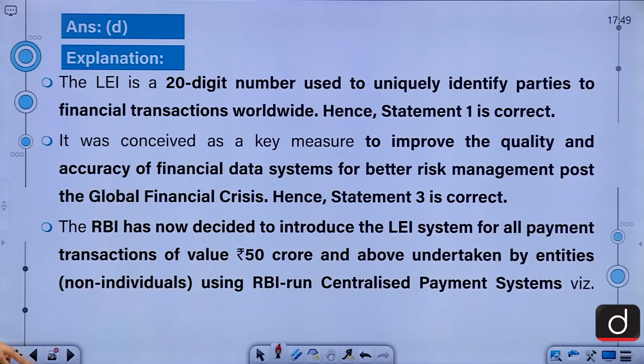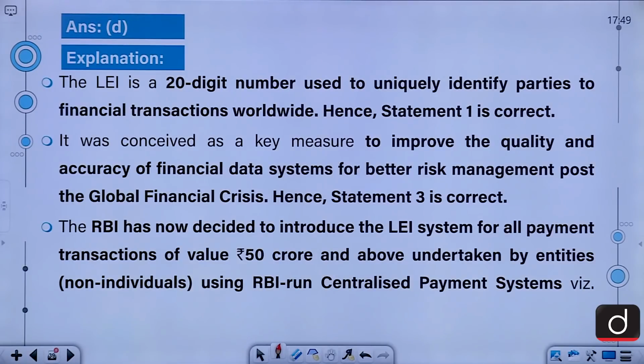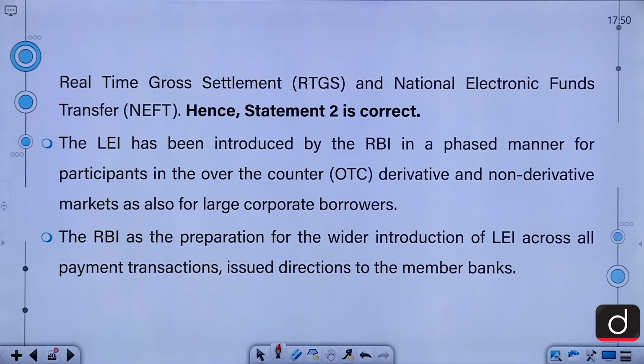Now, the correct answer for this question is D, 1, 2 and 3. All the statements are correct. Moving on to the explanation. The LEI is a 20-digit number used to uniquely identify parties to financial transactions worldwide. It was conceived as a key measure to improve the quality and accuracy of financial data systems for better risk management post the global financial crisis. The RBI has now decided to introduce the LEI system for all payments transaction of value rupees 50 crore and above undertaken by entities, that is non-individuals, using RBI-run centralized payment systems via real-time gross settlement and national electronic fund transfer.